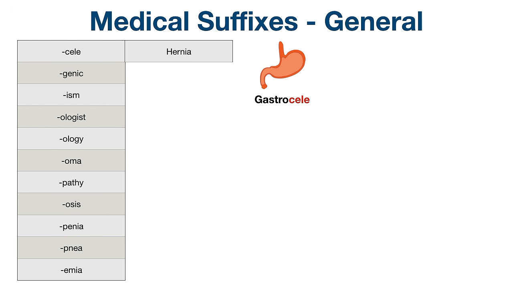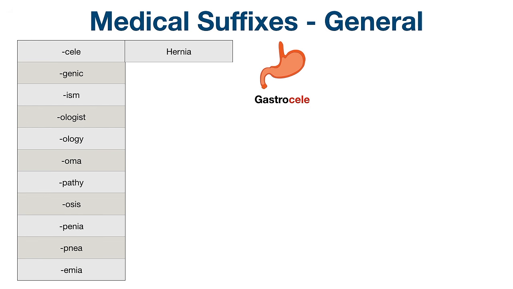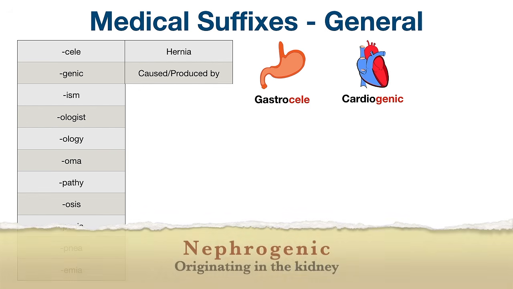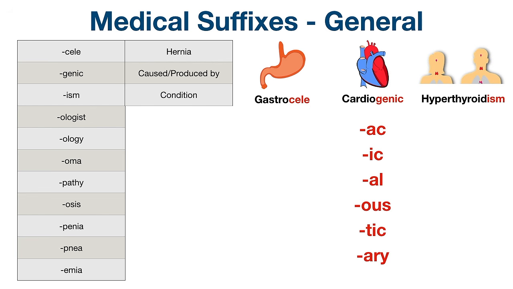First is seal, which means hernia or swelling. A simple example is gastrocele, which is a hernia in part of the stomach. We know from the root video that gastro refers to stomach, so this makes sense. Next is genic, which means caused by or produced by. You can think of cardiogenic, which means arising in the heart or caused by a heart condition. Another example is nephrogenic, which means originating in the kidney. In addition to genic, there's also other suffixes that can mean pertaining to or related, and they're shown on the screen. Moving on to ism, this refers to a medical condition, disease, or process.